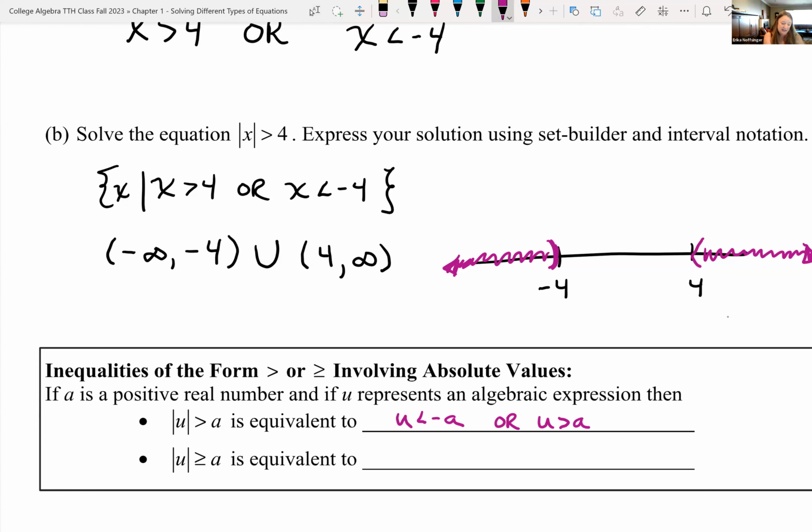Only difference is for the next one, the absolute value of U is greater than or equal to A. It's equivalent to U is less than or equal to -A, or U is greater than or equal to +A.